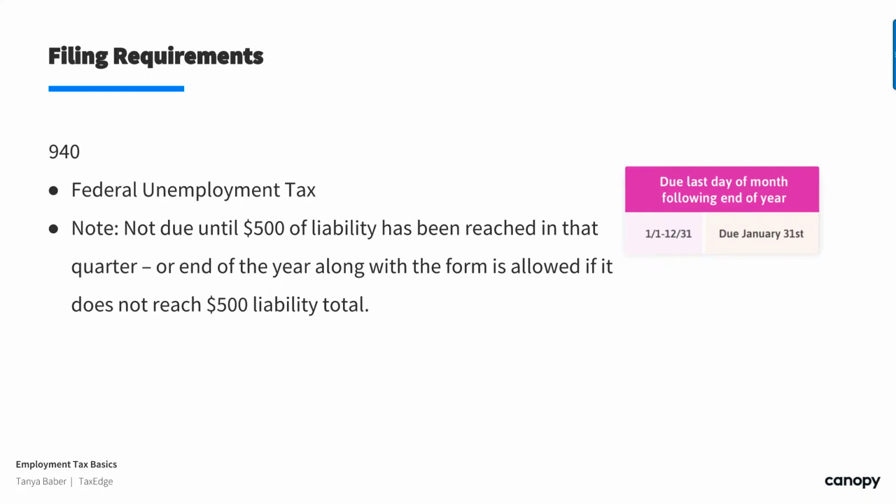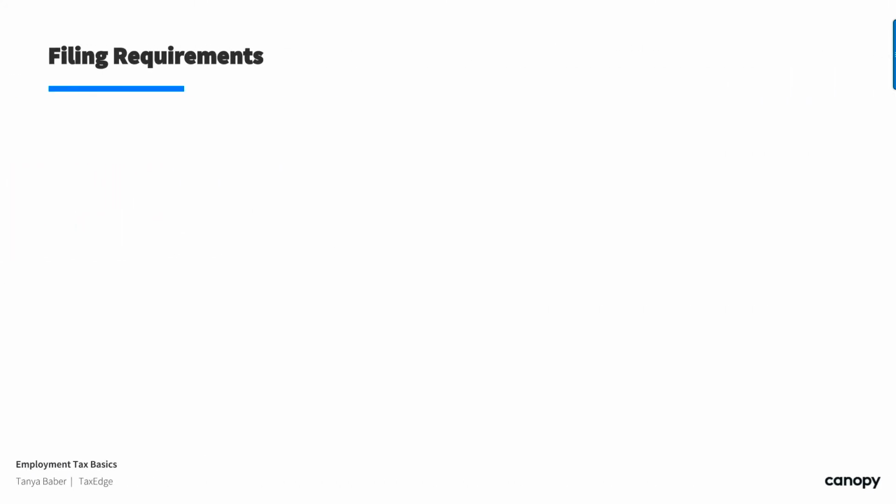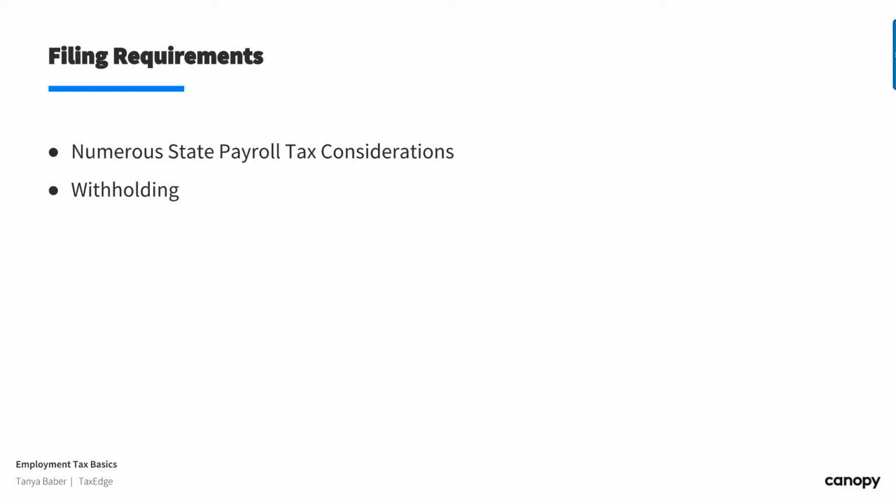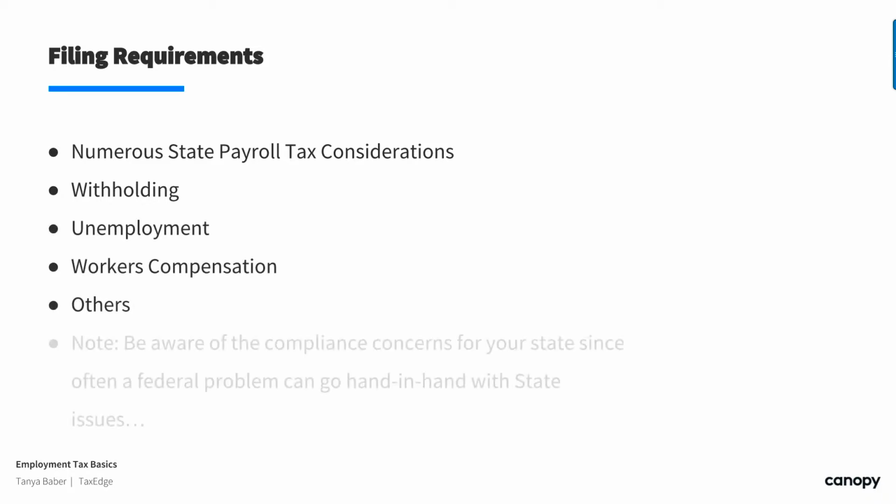Again, reminding you there are numerous state payroll tax considerations, so we don't want to lose track of that as we're worrying about the federal issues. States have withholding, unemployment, workers' compensation, and many other issues that you may have to consider. So be aware of those compliance concerns for your state, since sometimes those federal problems go hand in hand with state problems. So to recap, the most common type of filing is usually the 941.